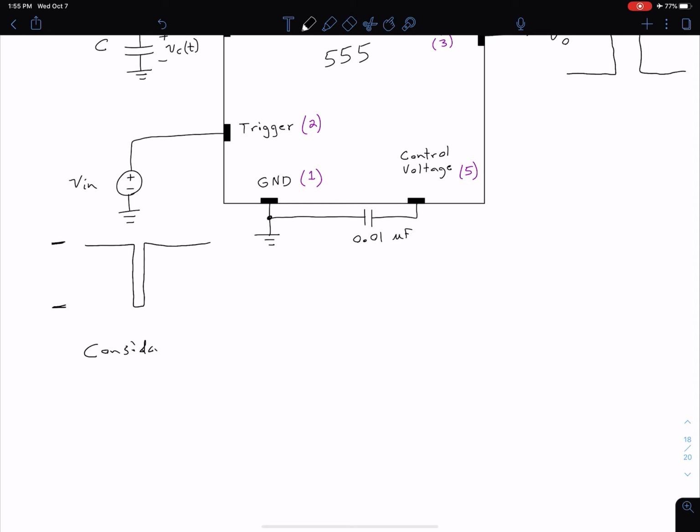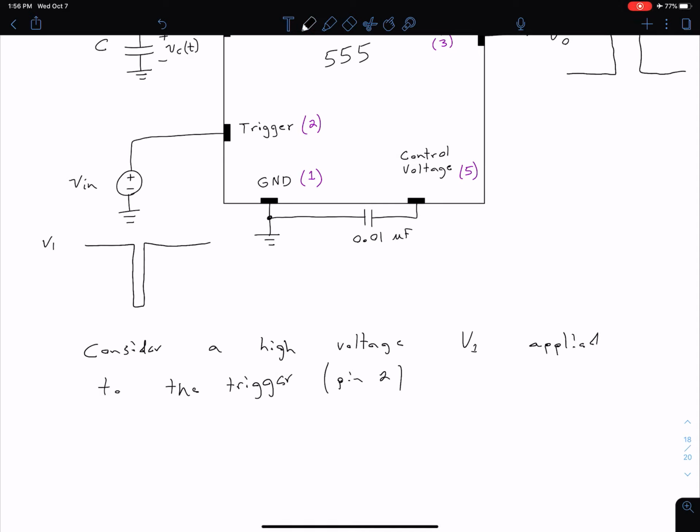So let's consider a high voltage. I'm going to change the notation a little bit from what's shown in the notes because it's a little bit confusing. Let's consider a high voltage, let's call this V sub 1, and let's say this high voltage V sub 1 is applied to the trigger. Again, that's going to be pin 2 as shown above with the purple. Let me come up here and annotate this. So this level here would be V sub 1 as I've labeled it down here.